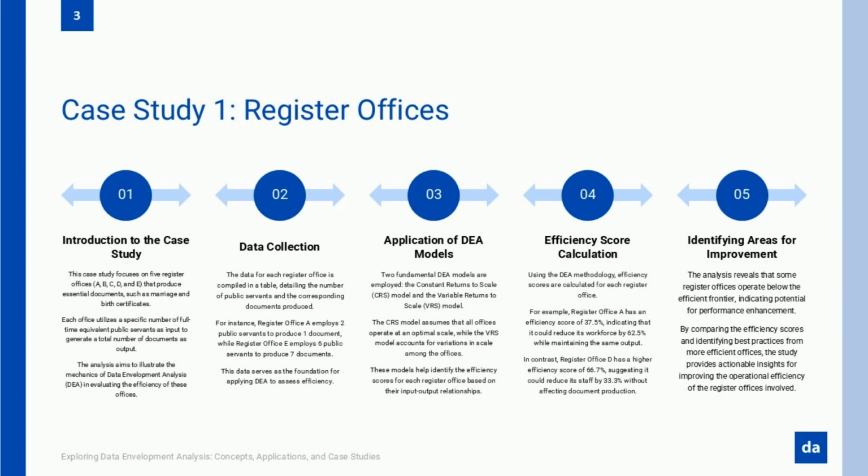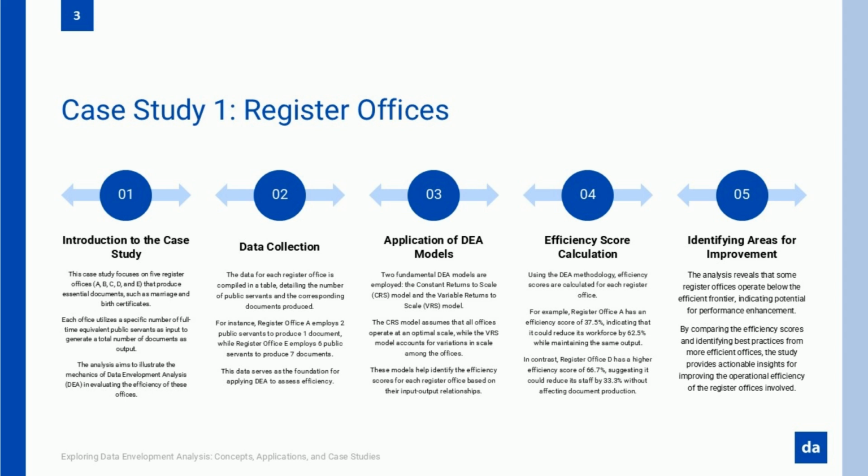Now, imagine you're the coach for these register offices. You've got 5 of them. Office A, B, C, D, and E. And your job is to figure out who's winning, who's losing, and how to get everyone up to the same championship level. That's where DEA steps in. It's your tactical playbook, your match analysis, your tool for separating the star players from the underperformers. Here's a real-life example. Office A has an efficiency score of just 37.5%. What does that mean?